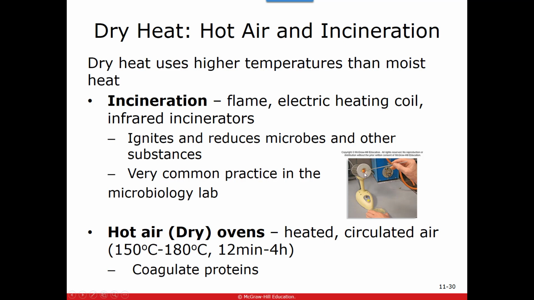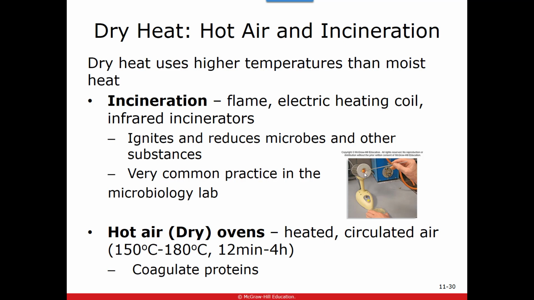Again, any type of oven. Ovens themselves are a dry heat, and they're very good at killing microorganisms. We can put large objects in ovens versus a tiny little incinerator, and we're not trying to burn them. We can do it for longer periods of time. You can change the temperatures quite a bit. And again, that heat is going to denature and change proteins.